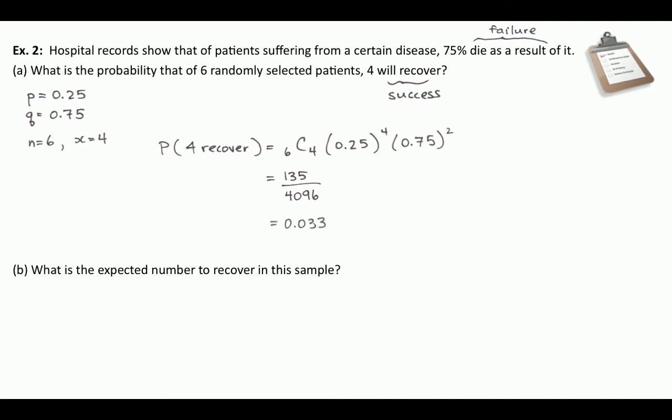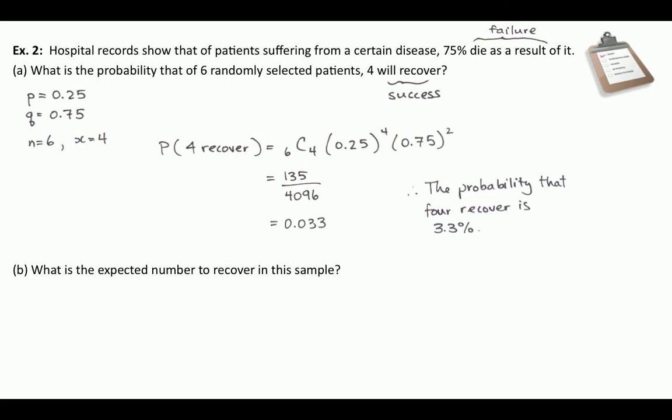Notice that to do the calculation, we converted 0.25 to 1 over 4 and 0.75 to 3 over 4. Fractions are often easier to use, can be more precise, and require a little less rounding, so you can use your judgment there. So this is 0.033. The probability that 4 out of these 6 randomly selected patients will recover is only about 3.3%. And that's a little daunting.